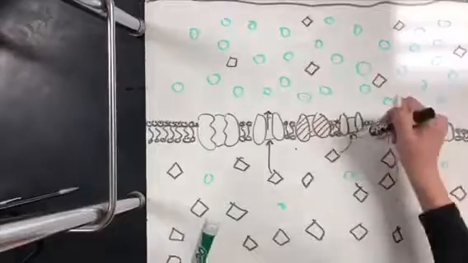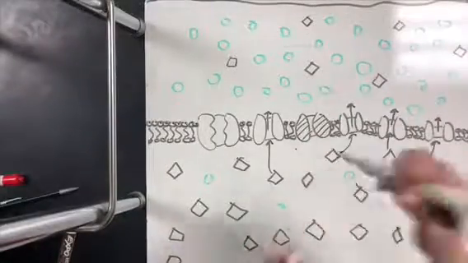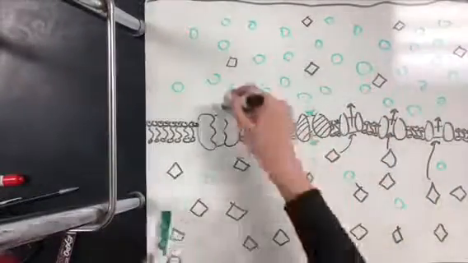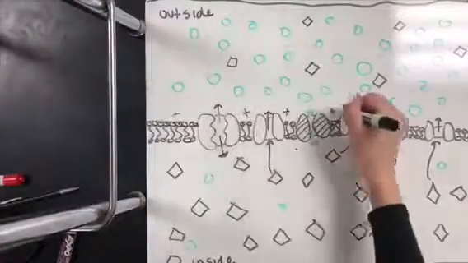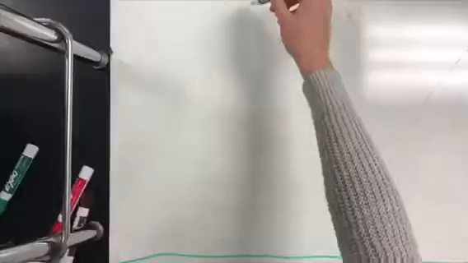Then this is the outside of the cell, which has more sodium ions, and the inside of the cell has more potassium ions. In addition, the outside of the cell is more positive and the inside is more negative.